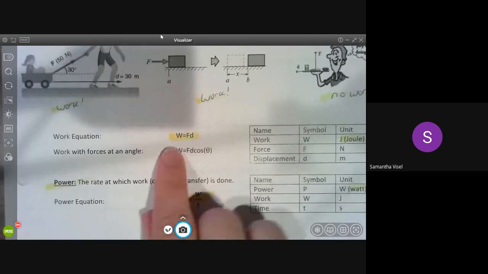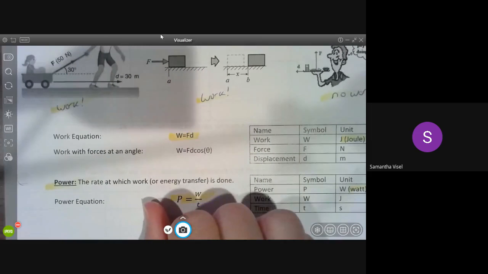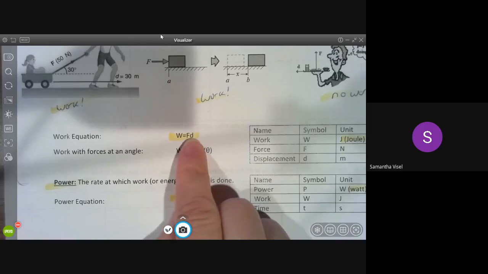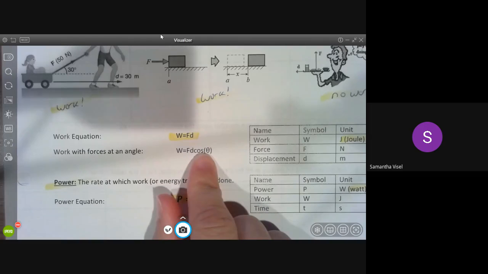All right. Our work equation, so work is a product of force and displacement, so we're just going to multiply force and displacement together. And if there is an angle, then we're going to throw in a cosine of theta for that angle.